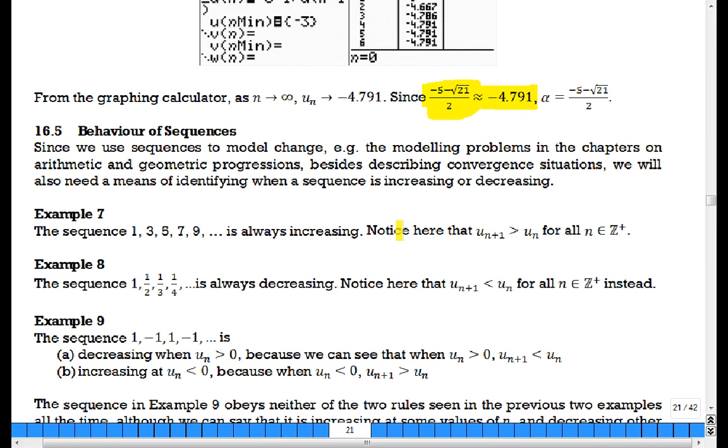Okay, 16.5. Let's look at 16.5, behavior of sequences. Now, can I have attention?